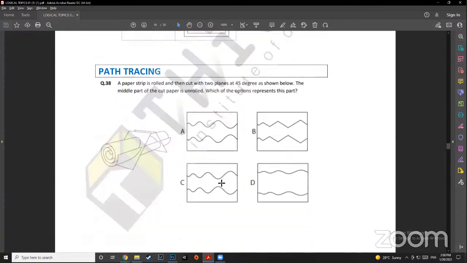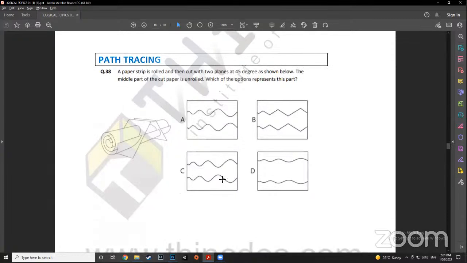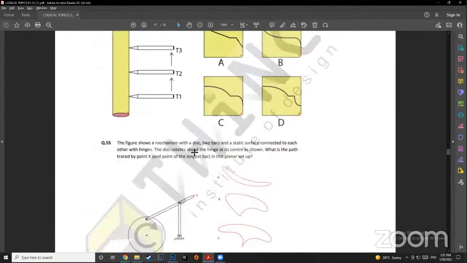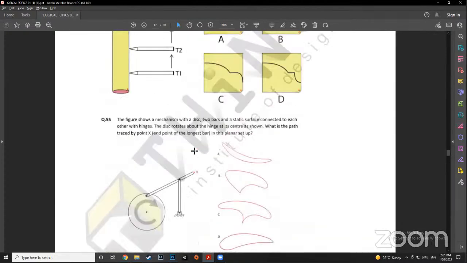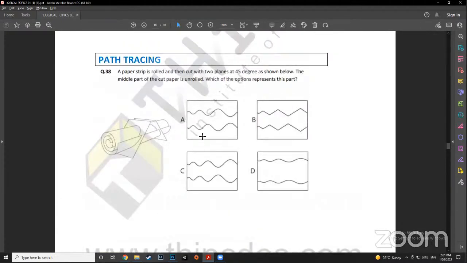Okay, so these are all shape formation. Then there is part tracing, that if we do this to something, what sort of a path it will trace. So this is part tracing. I'm just trying to show you a question that I can explain it to you easily. Let me show. Okay, let us do this one only.